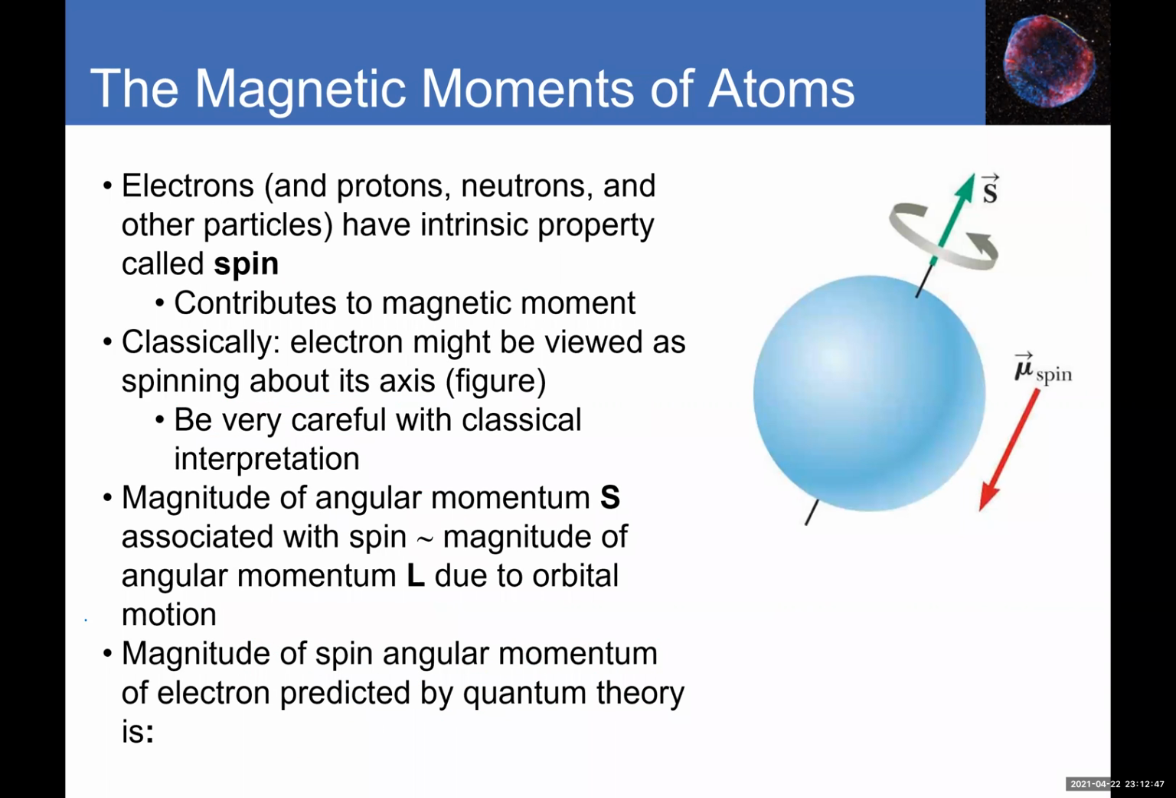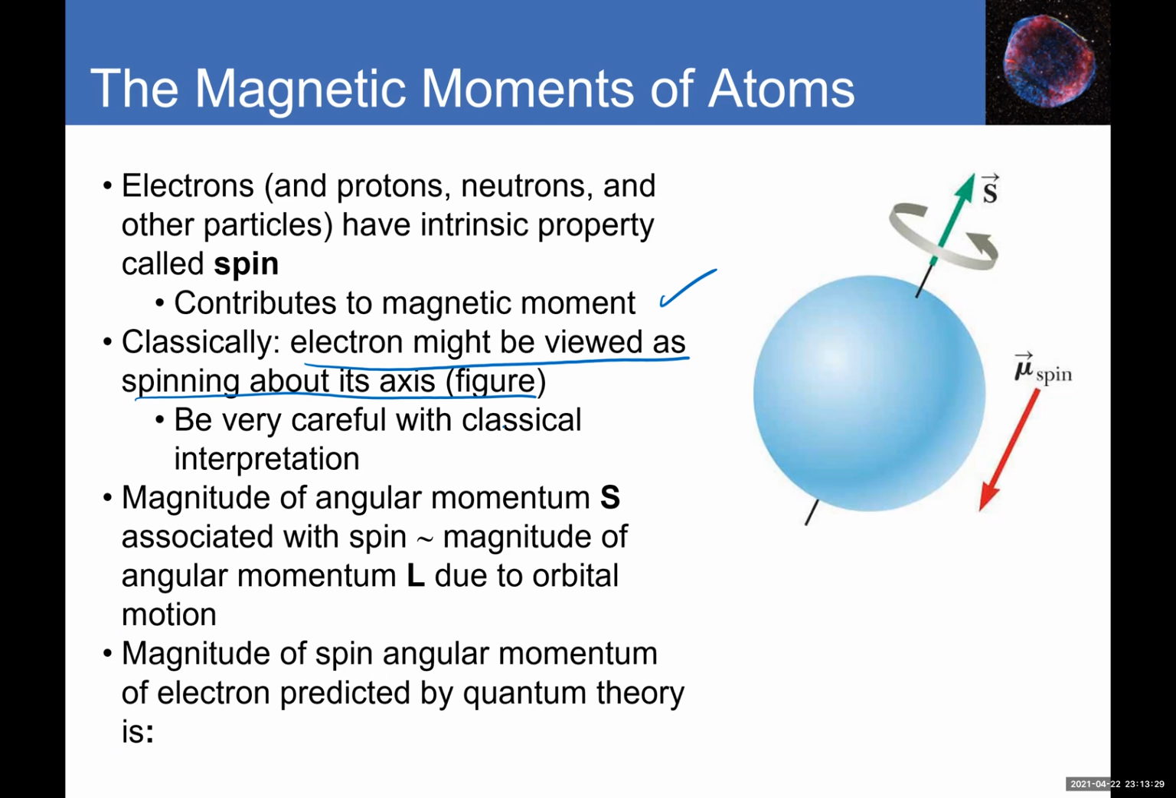One of the things we also have for the electrons or protons or basic subatomic particles is that they also have what we call spin. The spin is another intrinsic property of those subatomic particles, and it also contributes to the magnetic moment. Classically, the electron might be viewed as spinning about its axis, but that's a classical interpretation of how subatomic particles behave. It's not entirely accurate, but it's good enough that we can use it to describe some of the things.